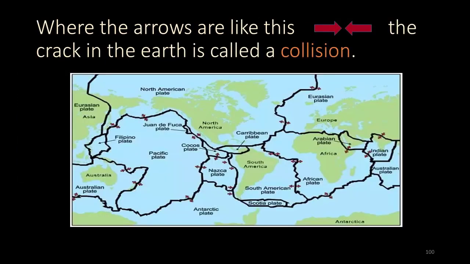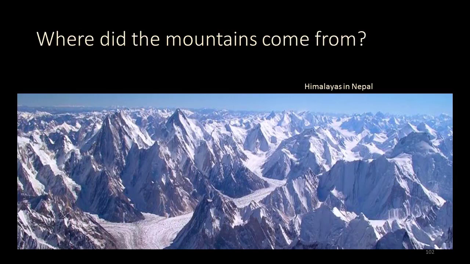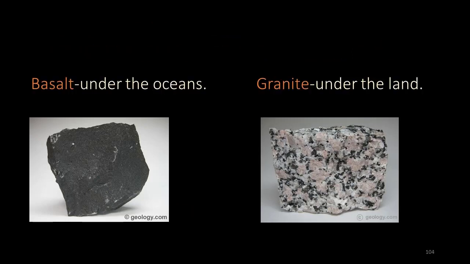Where the arrows are like this together, the crack is called a collision. The plates are actually colliding, and a collision looks like this. Where do the mountains come from? Well, that's a good question. Remember these two types of igneous rocks, granite and basalt? Basalt is under the ocean, granite is under the land.